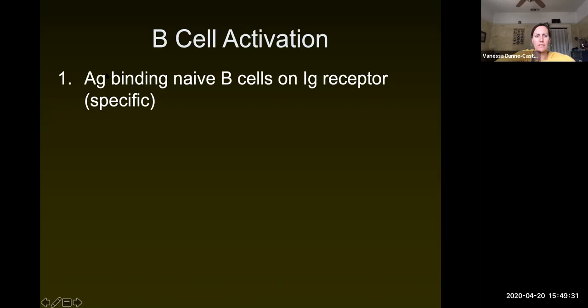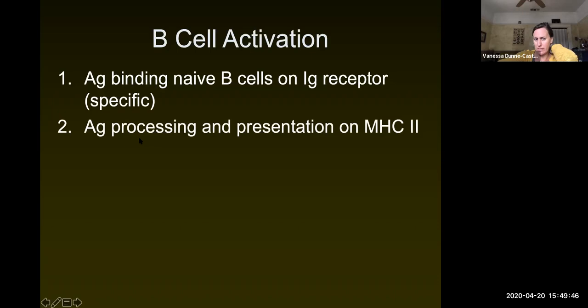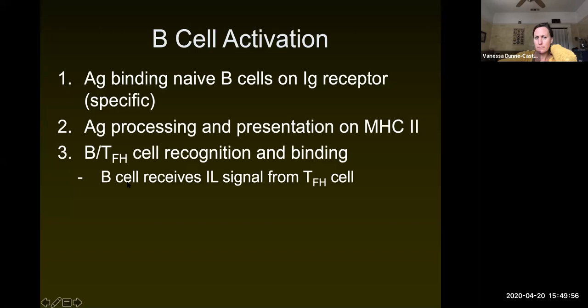So for B cell activation, first a foreign antigen binds a naive B cell on the immunoglobulin receptor, or IgD, cell surface molecule, and this is a highly specific interaction. This receptor engagement leads to phagocytosis, so antigen processing and presentation on MHC class II, and the migration of these B cells to the B and T cell zone in the follicles. Here, that B cell will then await a T follicular helper cell to come and recognize that same exact antigen, bind, and then secrete that interleukin 4.